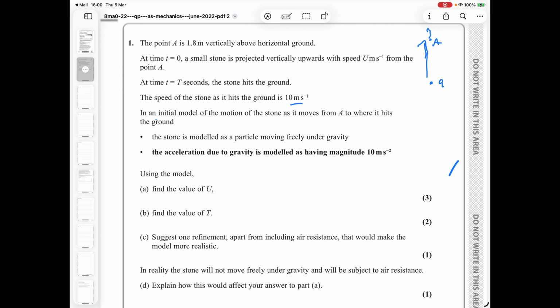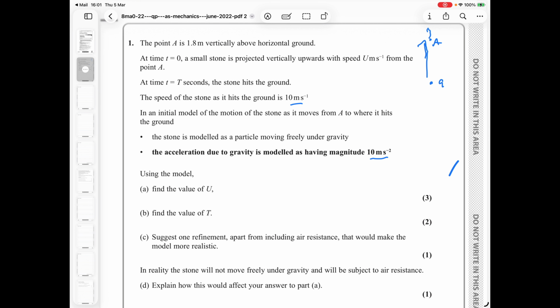In an initial model of the motion of the stone as it moves from A to where it hits the ground, the stone is modelled as a particle moving freely under gravity, so it doesn't have any mass. The acceleration due to gravity is modelled as having magnitude 10 meters per second squared, which is normally 9.8. Using the model, find the value of u.